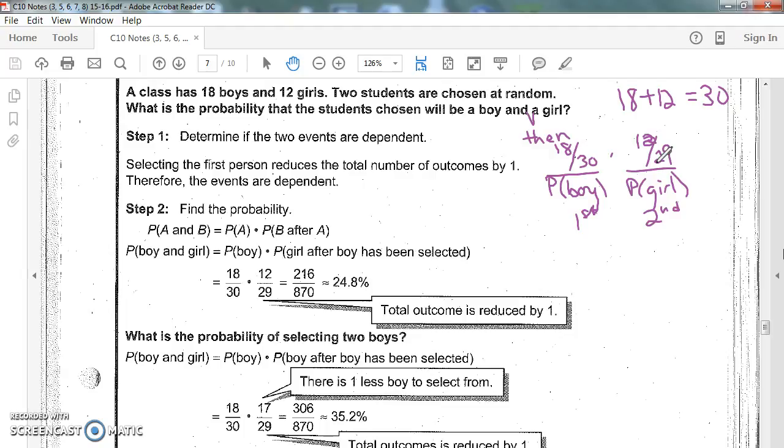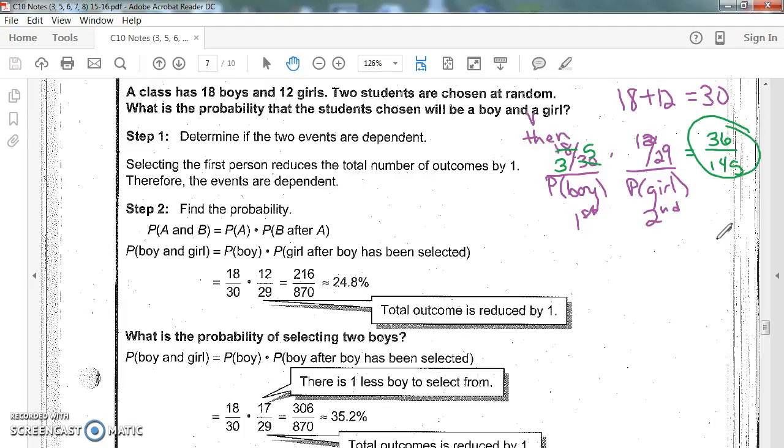Okay, from here we can sort of pre-reduce some of these fractions. These are both divisible by 6. This becomes 3. This becomes 5. And I think that is all we can do. 3 times 12 is 36. And 5 times 29 is 145.